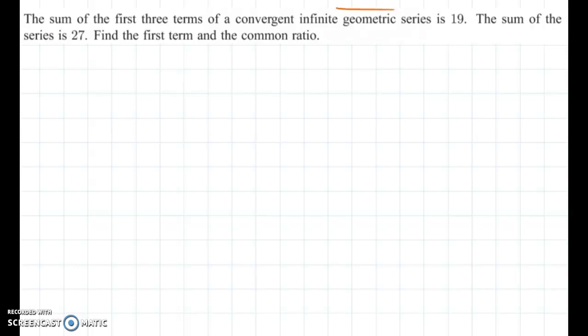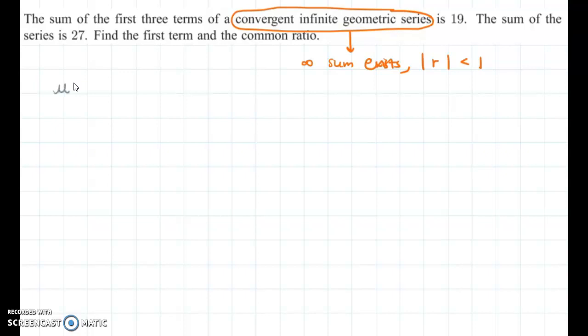When it says convergent infinite geometric series, well, I only talk about an infinite series diverging when we cannot find the sum. Convergent means that we can find the sum. So the infinite sum exists. So this means that the absolute value of r is less than 1, according to what we have studied in the previous video.